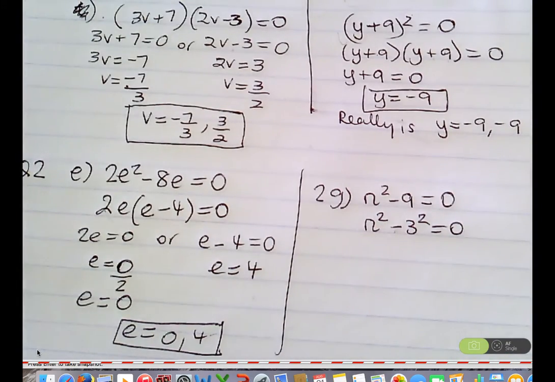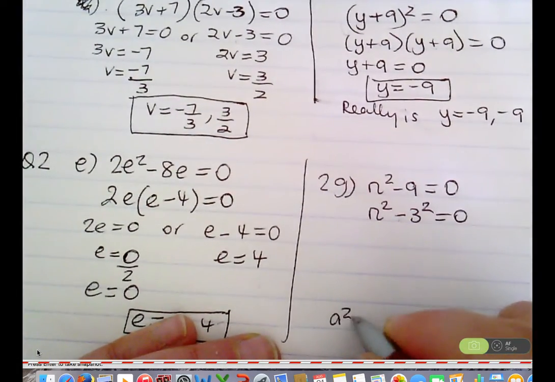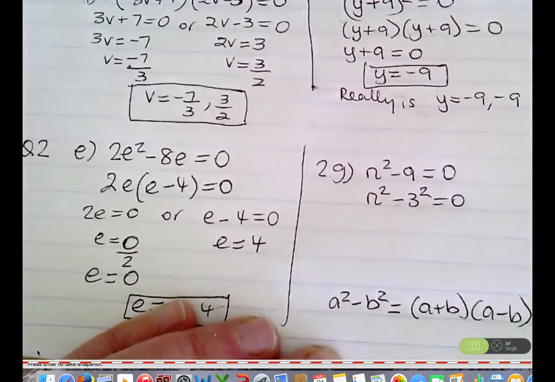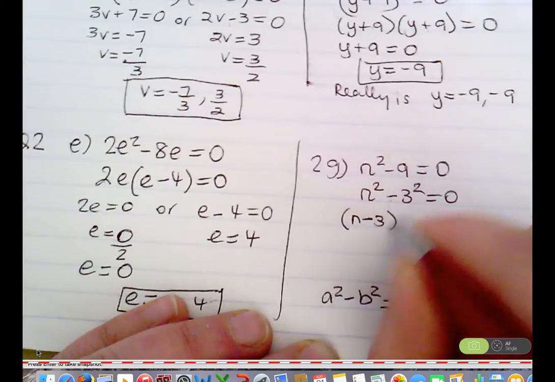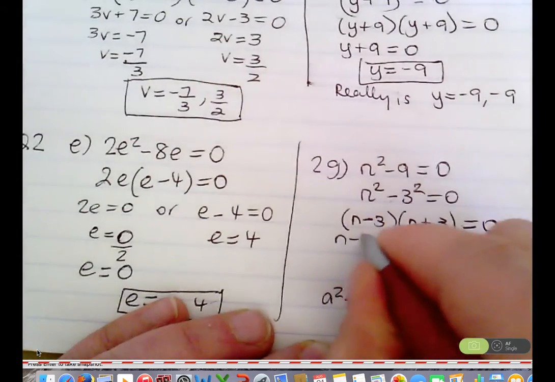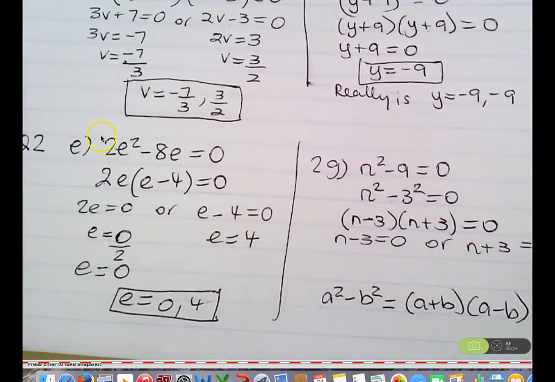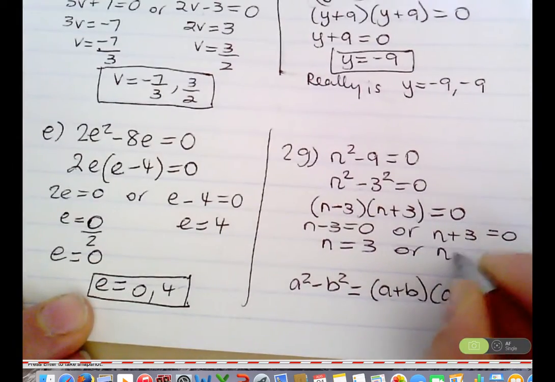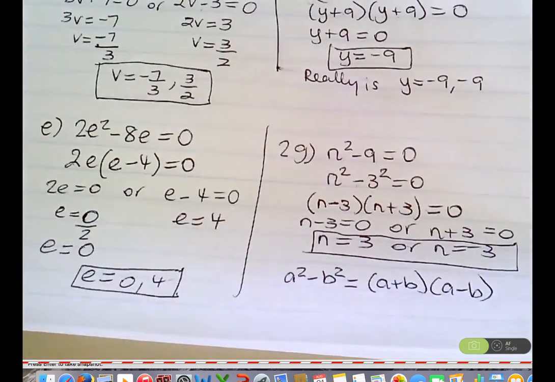So now that definitely is a difference of two squared things. Two things that have been squared. Girls, the rule is a squared minus b squared is a plus b, bracket a minus b, if we remember that from earlier. So what does this equal? N minus 3, n plus 3. Obviously, girls, it doesn't matter which way you do it. So n minus 3 is 0 or n plus 3 is 0. Therefore, n is 3 or n is negative 3. There's my answer, 3 or negative 3. Can you see it? Right.